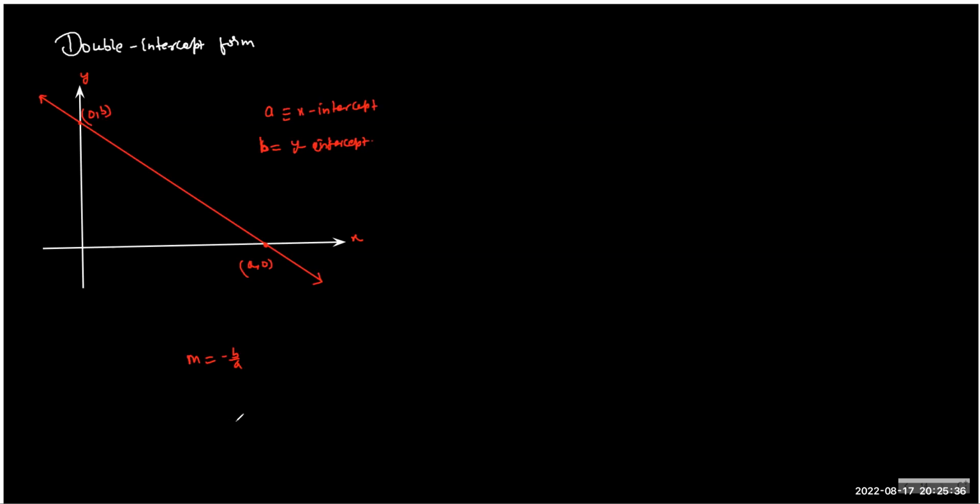Yes, sir, I think I got it. Tell me. Sir, x by a plus y by b is equal to 1. Excellent. Very good. So which form did you use? Two-point form. Yes, sir. So tell everyone what you wrote.